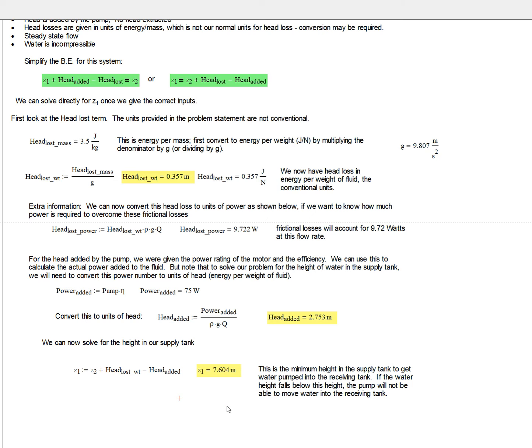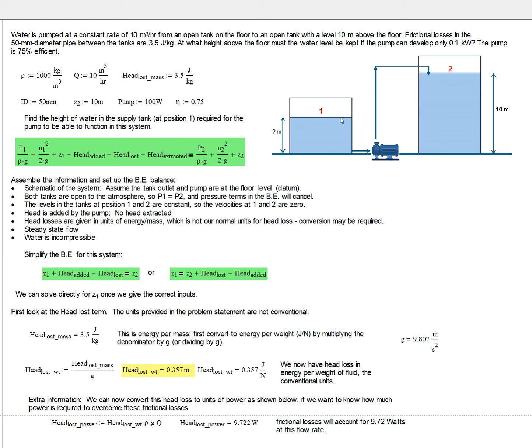Z1 is equal to 7.6 meters. So what that means, going back to our schematic, is that as long as this liquid level is above 7.61 meters, we will get flow through the system. If this liquid level drops to this level, there will be no flow, and we'll probably burn our pump motor out pretty quickly. If this level were to drop below that for some reason, then you would get backflow.